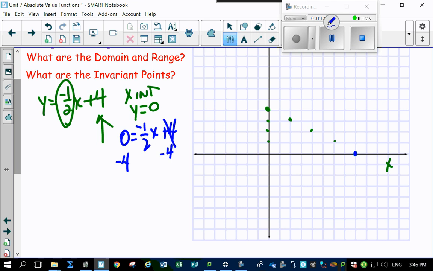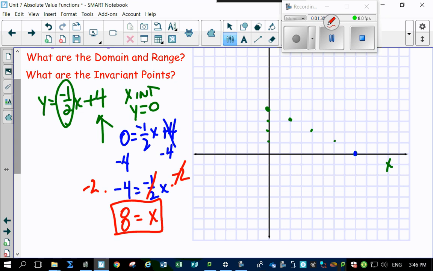This cancels out, right? Giving you -4 equals negative a half x. To get rid of the minus a half, just multiply both sides by -2. Look at this. So you end up getting 8 equals x, because minus a half and -2 cancel. So x equals 8. So in fact, 1, 2, 3, 4, 5, 6, 7, 8. Oh my goodness, look, it's right there.